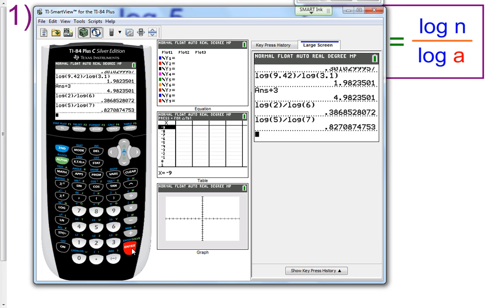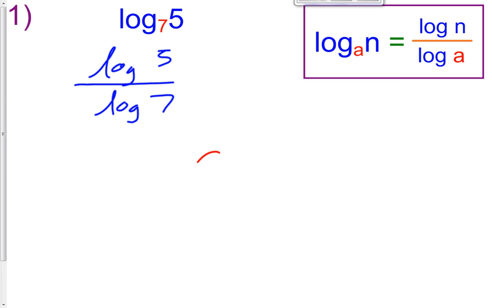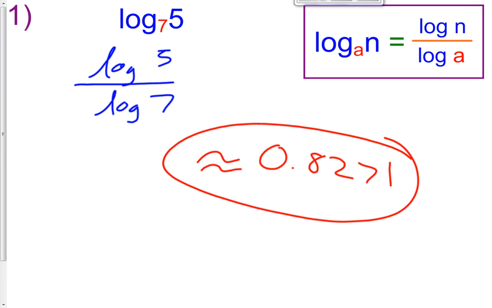And you get 0.8271. So that's what you should get for that first one.